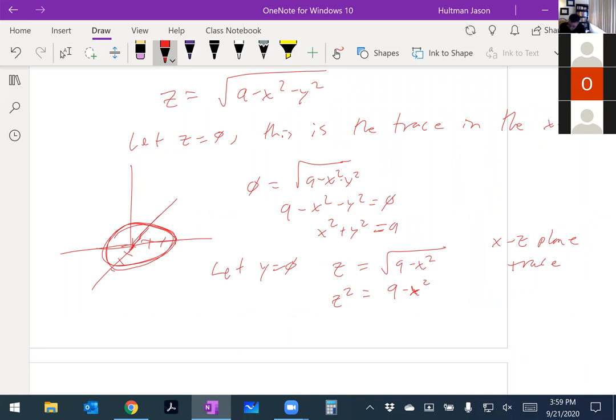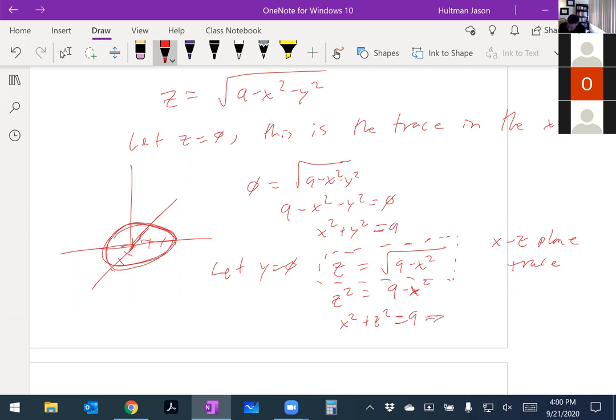And so I could toss the x to the other side. I would get x squared plus z squared equals 9. That again is also a circle, but in the xz plane. However, the original is only the top half of that circle. It's only where z is positive, because there would be two parts to this.